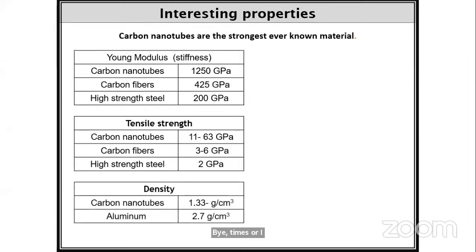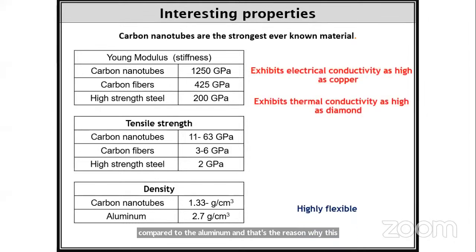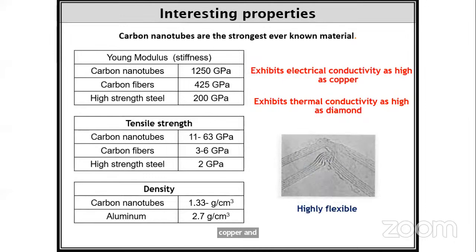Then the density is much less compared to aluminum, and that's the reason why this finds application in spacecraft. Then this exhibits electrical conductivity as high as copper and thermal conductivity as high as diamond. And another advantage of this carbon material is that it is highly flexible. CNTs are highly flexible.